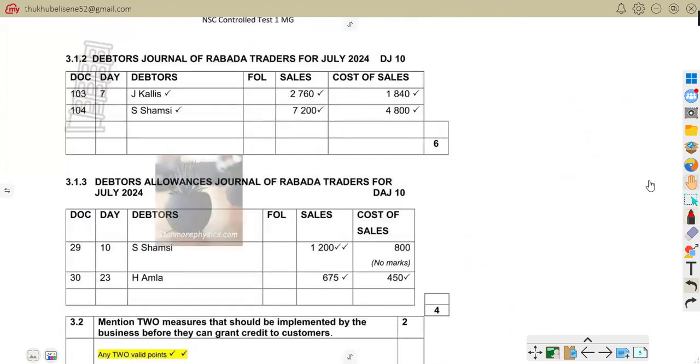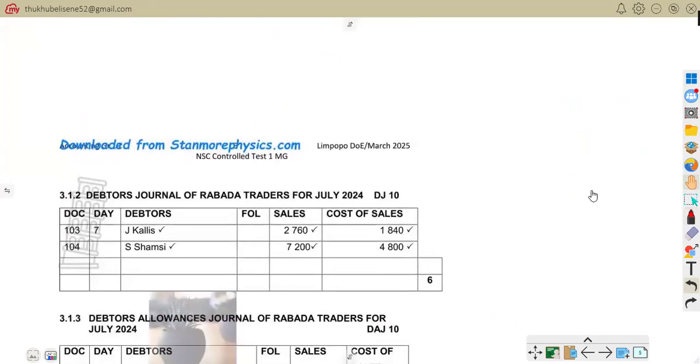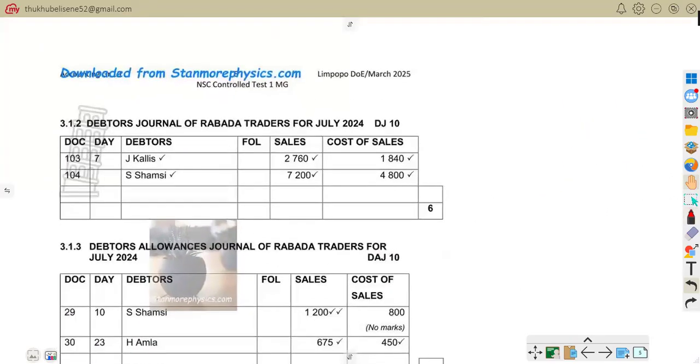Here is our debtors journal. As you can see, we have document number 103 on the 7th. We sold goods to J. Gallis for 2,760. It shows under sales, but the cost of sales was given, it was 1,840. On document 104, we also sold to Shamis for 7,200, and we were given the cost price of 4,800. That is how you show this. I hope we are together on that.